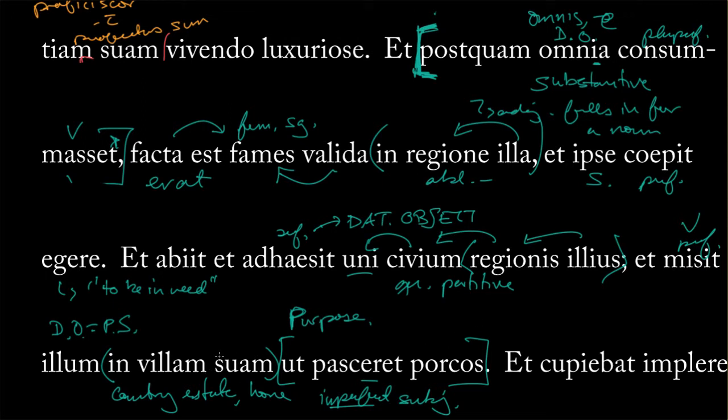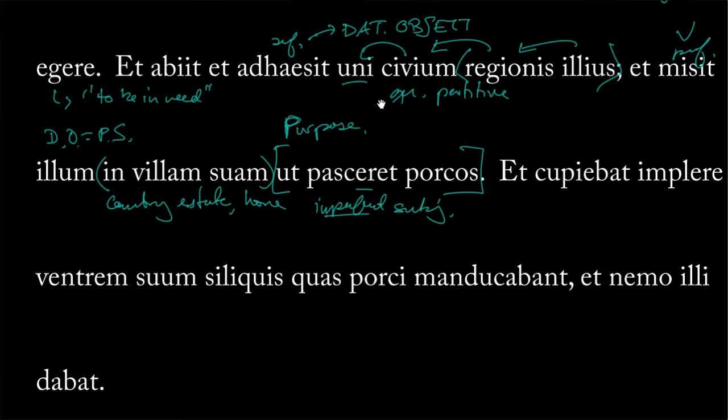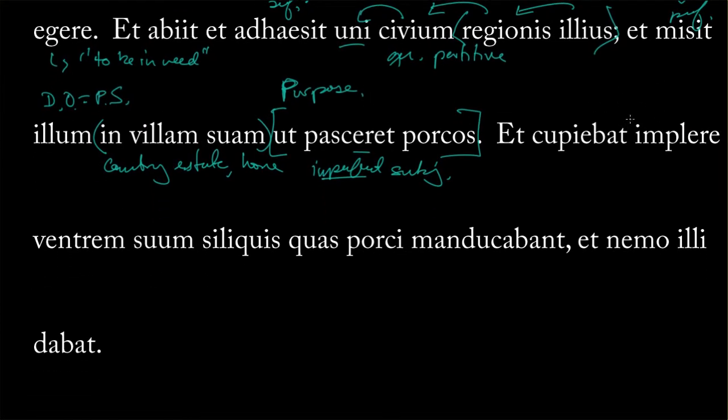So I keep on saying fields. Really, it's just into his farm. It might be the best way to translate villa here. At cupiebat, we don't know again who this is, but we get the context, and that tells us what's going on. Normally Latin would want to keep the subject continuous, so the subject of misit would want to be the subject of cupiebat, but we see here that et cupiebat implere ventrum suum siliquis, quas porci manducabant, et nemo illi dabat. And then it's clear that he wants to eat the grub that the pigs are eating. So this can't be the owner of the villa. This has to be the prodigal son.